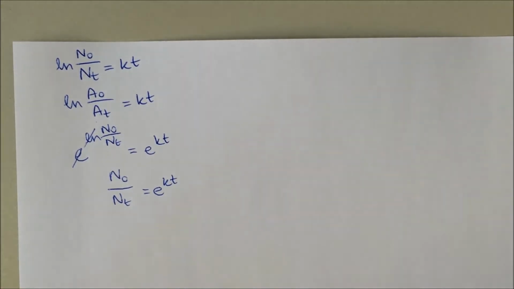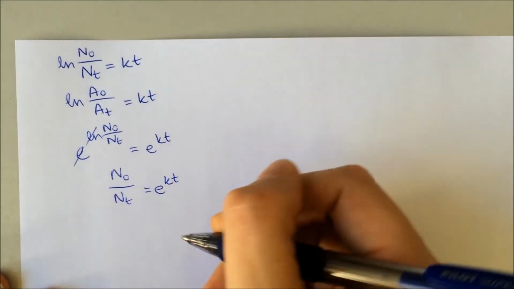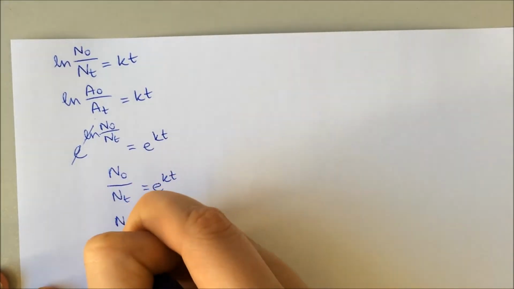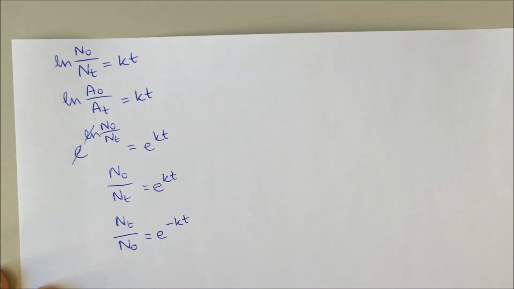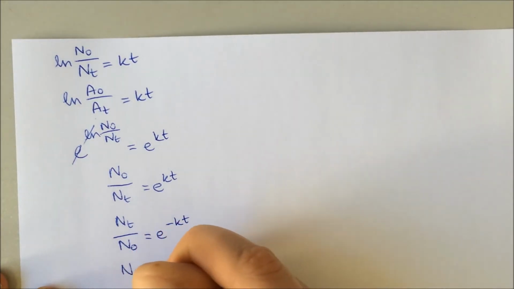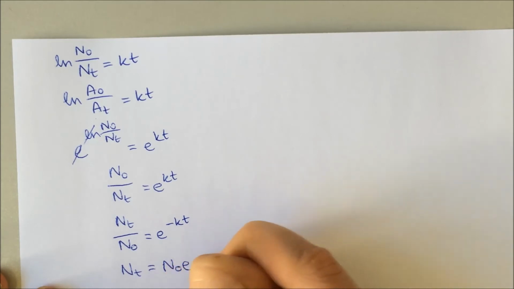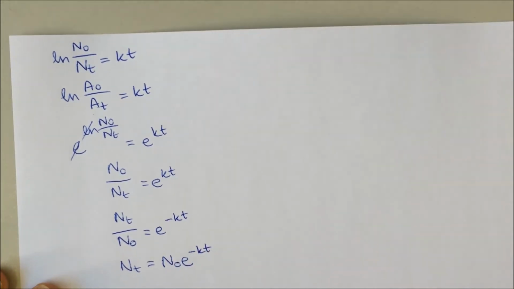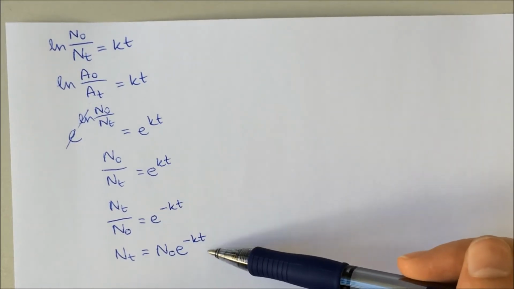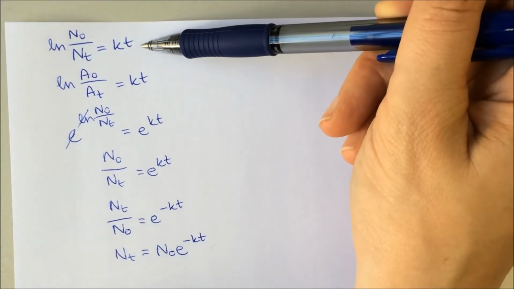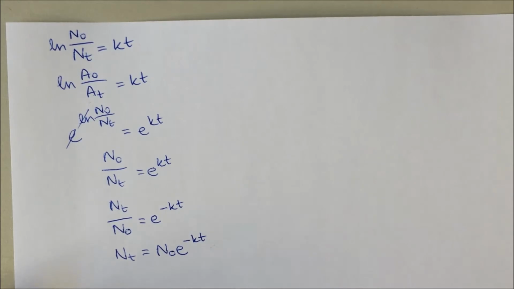We wanted to make NT the subject of our equation, so let's just flip everything around and take the inverse of the two sides. And now we can rearrange to give us this equation. So this is an equation you may already have seen in the lectures, but it's important to note that this is related directly to this equation here, which you're given on the formula sheet.